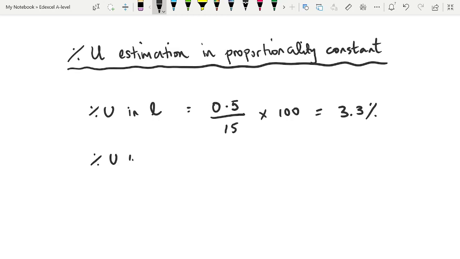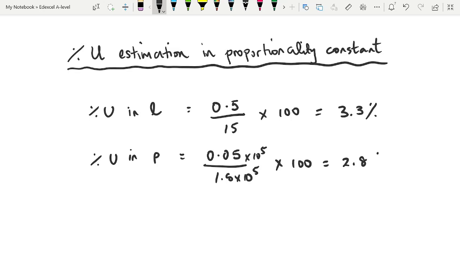The percentage uncertainty in our pressure. Again, we had one decimal place in our pressure, so half our smallest scale division is going to be 0.05. The median value that matches with this 15 length is 1.8 times 10 to the 5. And of course, that's times 10 to the 5 as well, times 100, and that will give us 2.8%. Now, because we found the gradient in order to get our proportionality constant, that means dividing our Y value by our X value. And that means that we add their percentage uncertainties, giving us a total percentage uncertainty of 6.1%.